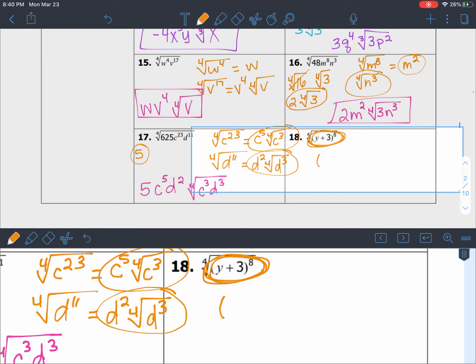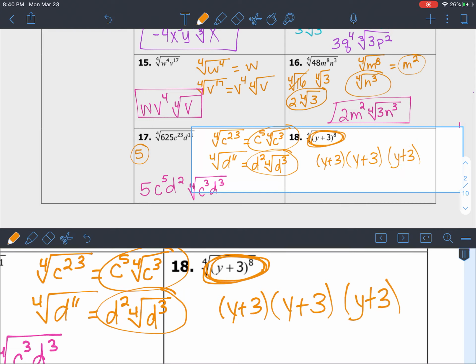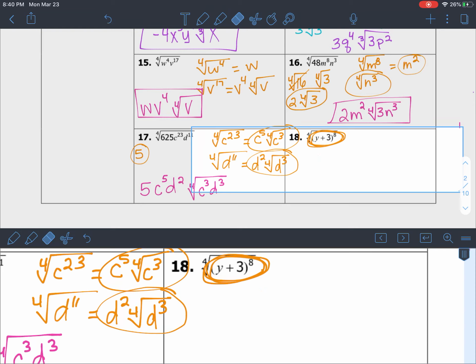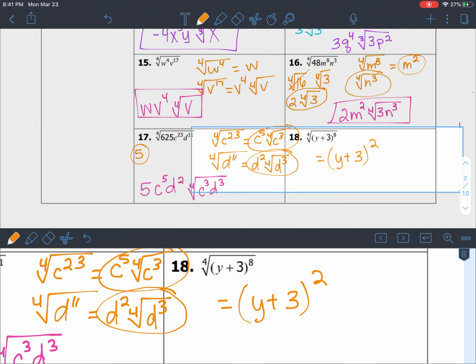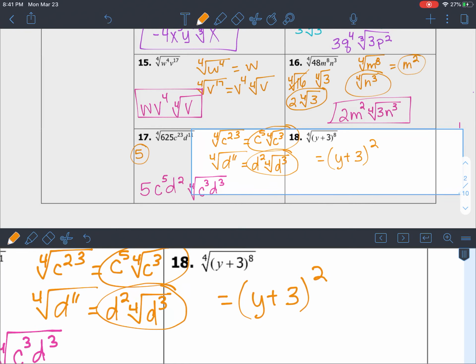All right, now this last one, this part right here, this is like thinking about y plus 3 times y plus 3 times y plus 3 and over again for 8 of them. So I'm multiplying y plus 3 times itself 8 times. So what I need to think about is how many groups of 4 can I fit into y plus 3 to the 8th? So how many groups of 4 are in 8? Well, there's only 2, so that means that this is y plus 3 squared. That's what this is equaling so far, because I can fit 2 groups of 4 inside of 8.